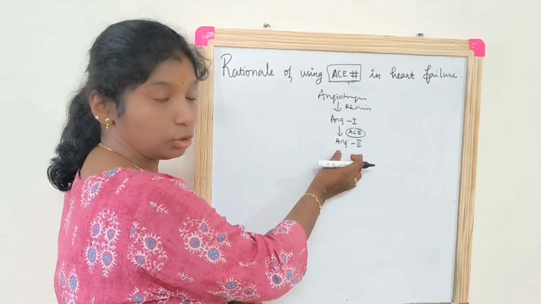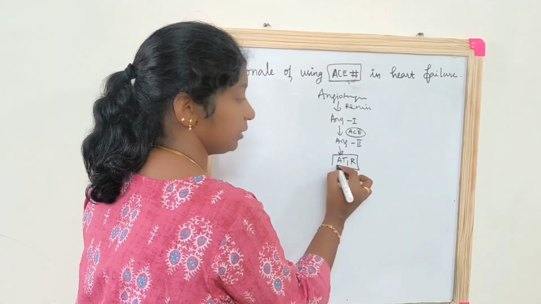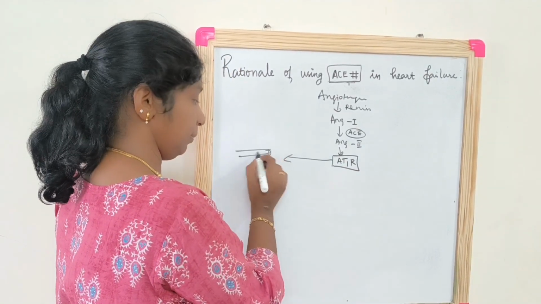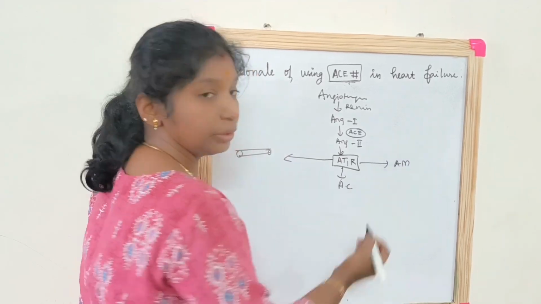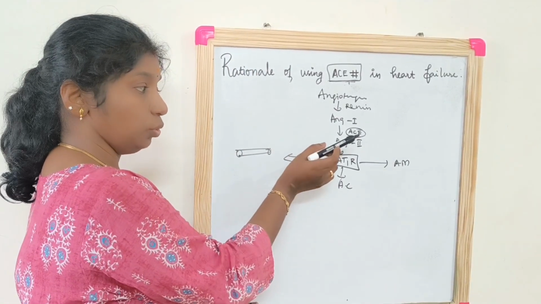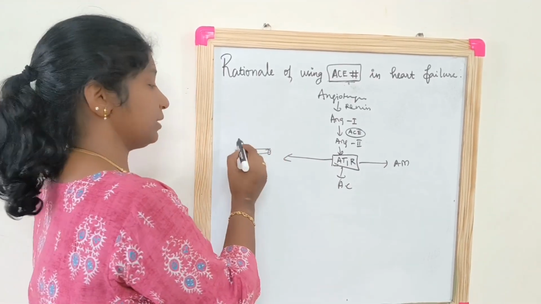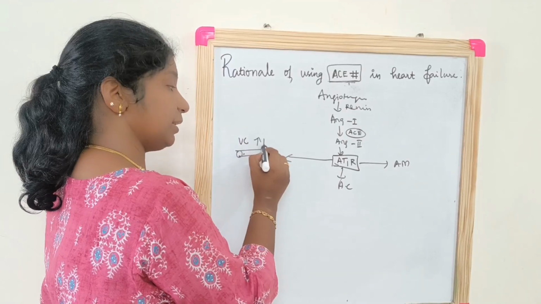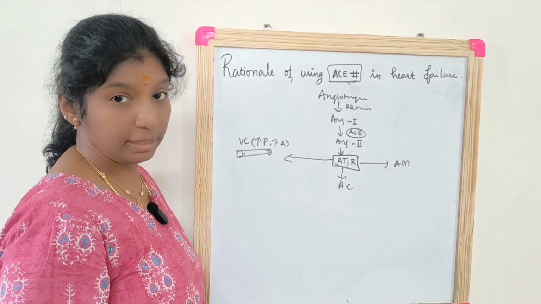This angiotensin 2 will go and act on angiotensin receptors, mainly AT1 receptors, which are mainly present in the blood vessels, adrenal cortex and adrenal medulla. When angiotensin 2 acts on receptors in the blood vessels, what happens? There will be vasoconstriction. As a result, there is an increase in preload and an increase in afterload, which is dangerous for a failing heart.